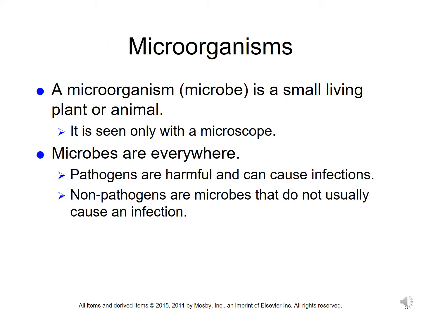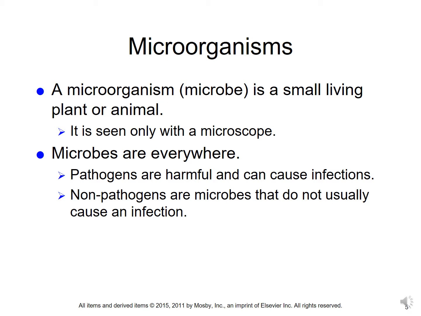So let's talk about microorganisms. Microorganisms and microbes, the words are interchangeable. So micro means very small. Organism could refer to a plant or an animal. So a microorganism or a microbe is a small living organism that has plant or animal-like characteristics. We can only see a microorganism or a microbe with a microscope.